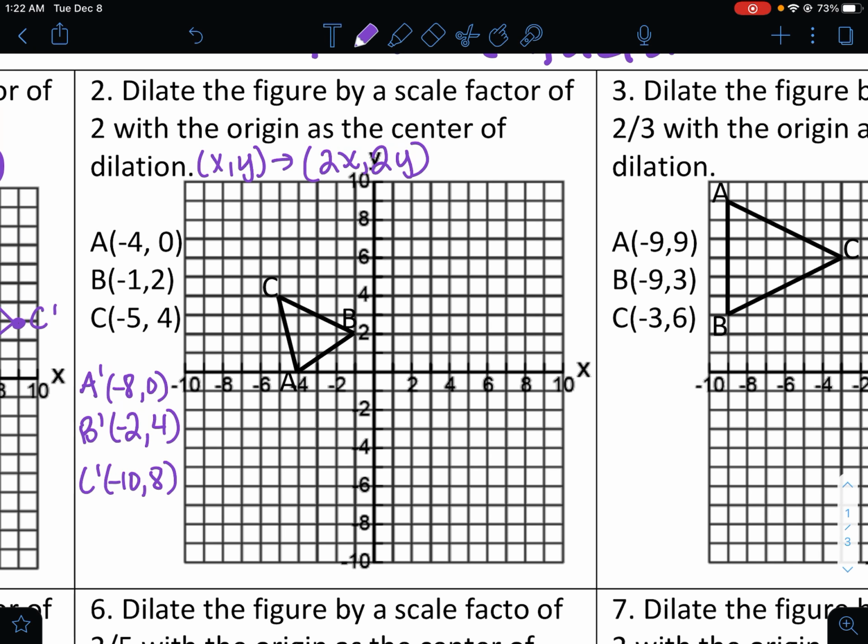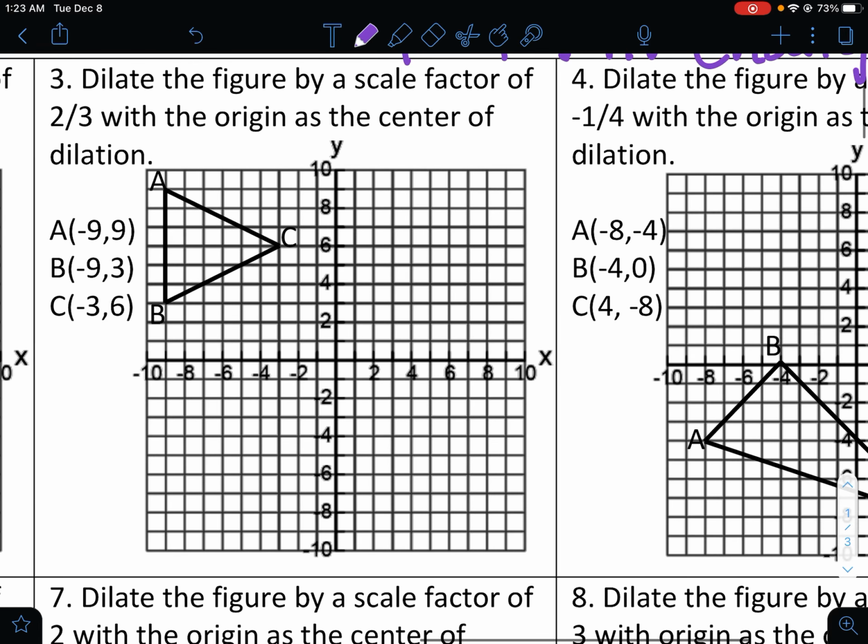And then graph them. So negative 8 goes left 8. 0 means go up or down 0. That's A prime. B is negative 2, positive 4. So 2 to the left, up 4. I'm sorry, that's positive 4, excuse me. And that would be B prime. And then C prime is negative 10, positive 8. 10 to the left, up 8. And that is C prime. Connect the points. And the shape should look just like a bigger version of the original shape. It shouldn't look very different, just bigger. Okay, so again, that's how you do that.